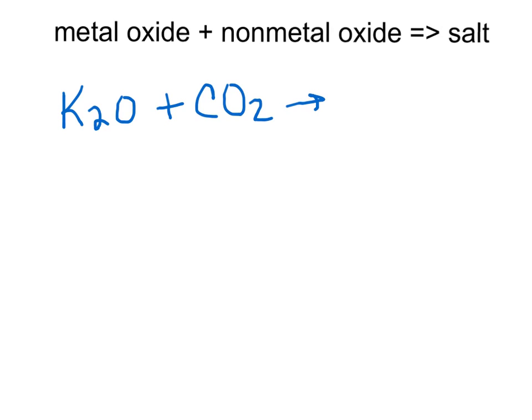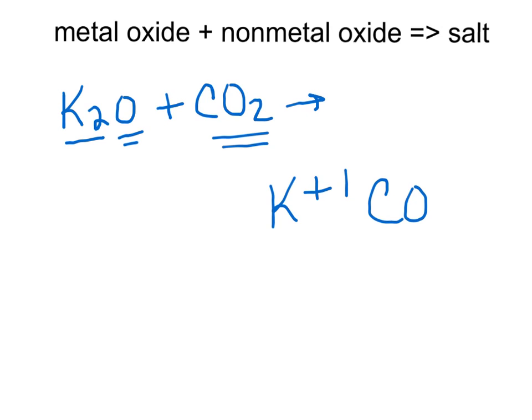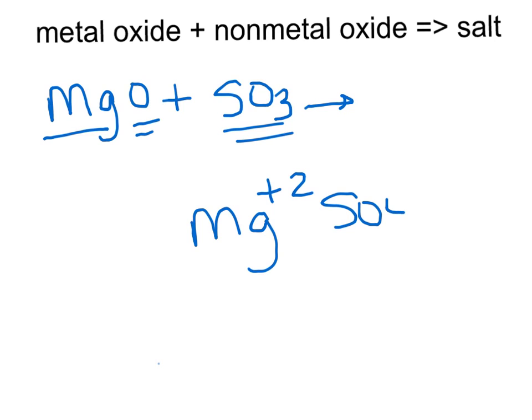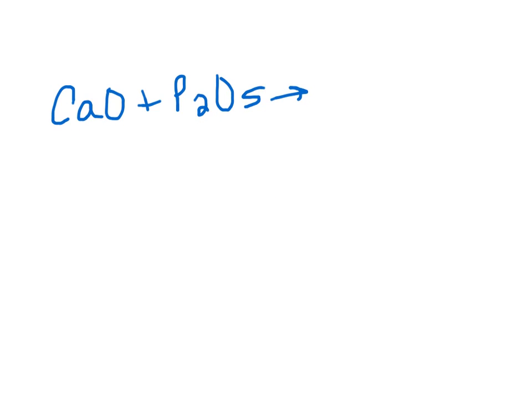Potassium oxide and CO2. Potassium would be your positive ion. CO2 and another O would give you carbonate. And then you would just want to cancel the charges. So K2CO3 or potassium carbonate is your salt. Magnesium oxide plus sulfur trioxide. Again, your positive ion would be magnesium +2. If you put SO3 with O, you would get SO4 with a -2 charge. And so your salt would be magnesium sulfate.